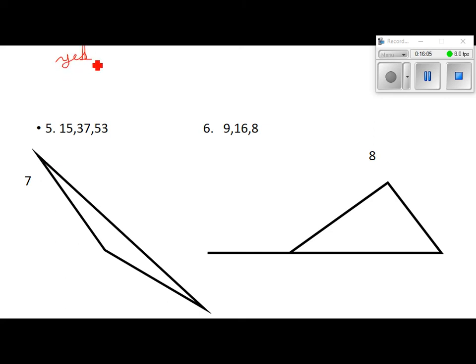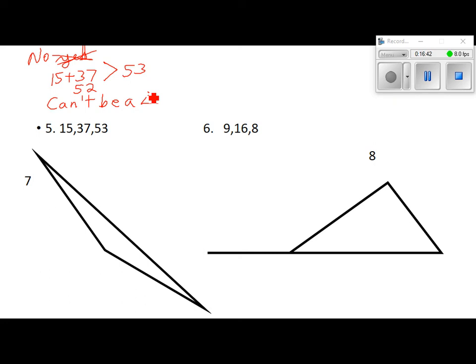How can we show that yes, that's possible? 15 plus 37 should be greater than 53, is it? No, it's less than. So can we say yes? No. So what's our answer? No. 15 plus 37 is what? 52. So what's that tell us? It can't be a triangle. There's no triangle in our world that has sides of those 3 lengths.